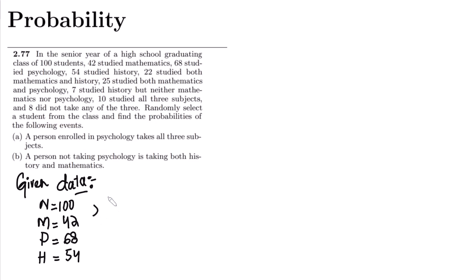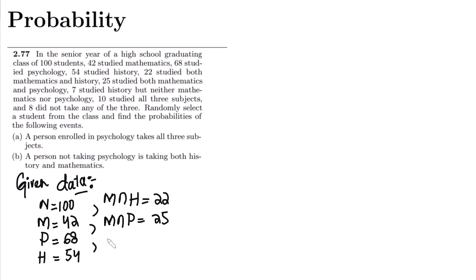So let me write it here. Mathematics and history, let me write it with this intersection symbol. Mathematics and history is studied by 22 students. Similarly, 25 studied both mathematics and psychology. Mathematics and psychology is studied by 25. 7 studied history, but neither mathematics nor psychology. So here, 7 studied history, but neither mathematics nor psychology.